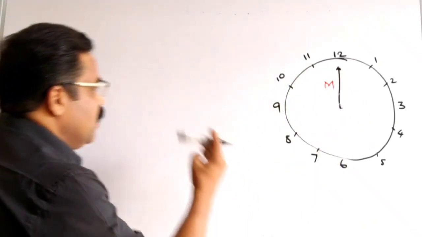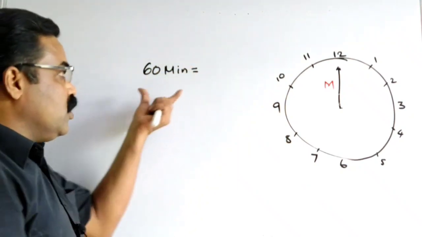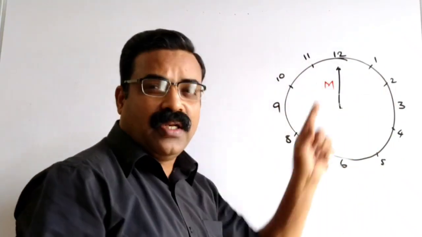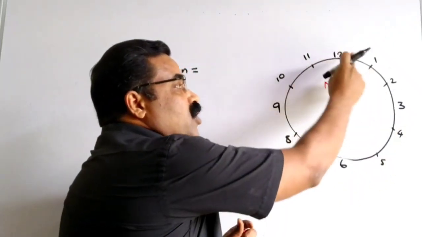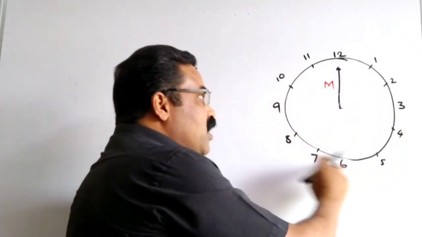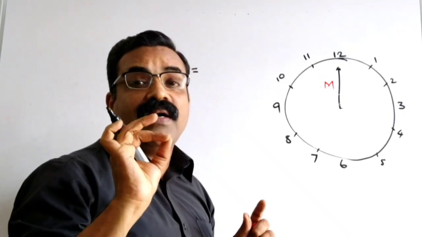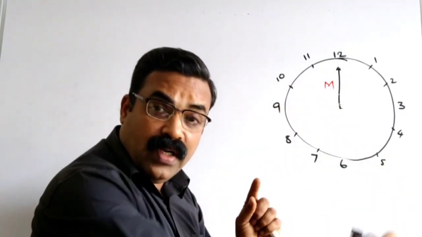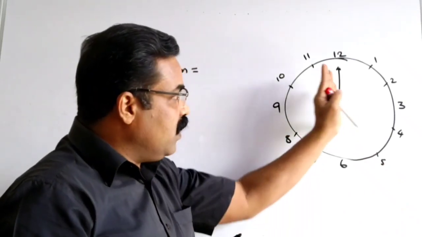So let us write that. 60 minutes is equal to what angle measurement of this full rotation? We all know, from the basic classes, that one complete rotation is equal to 360 degrees. When this minute hand makes one complete rotation, it takes 60 minutes.